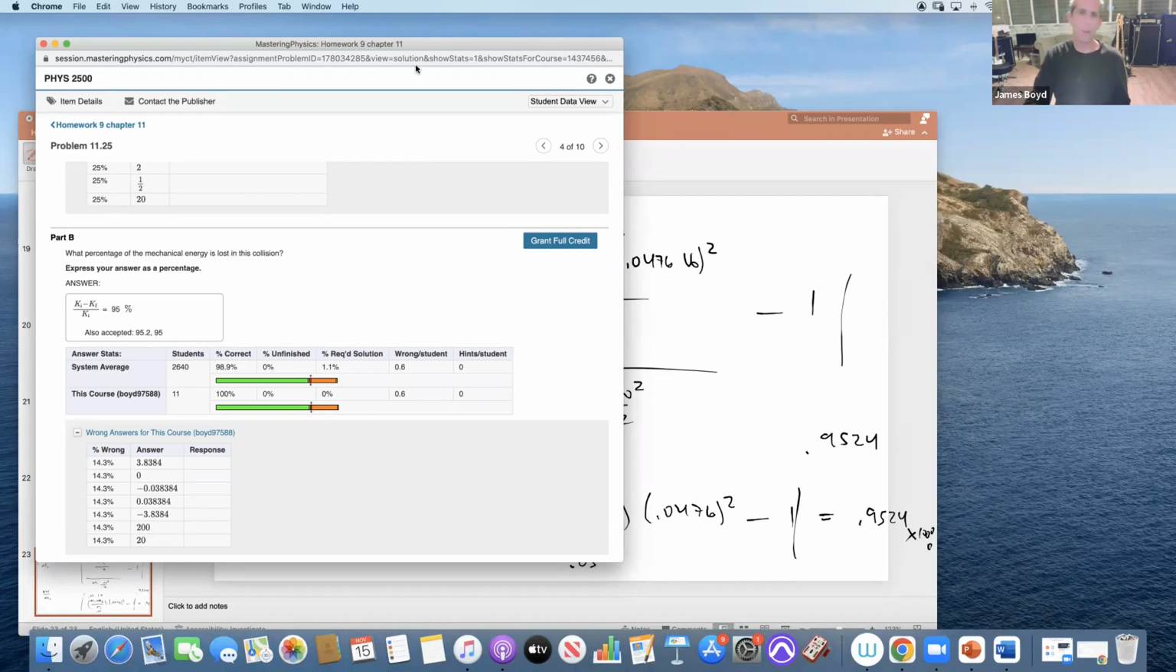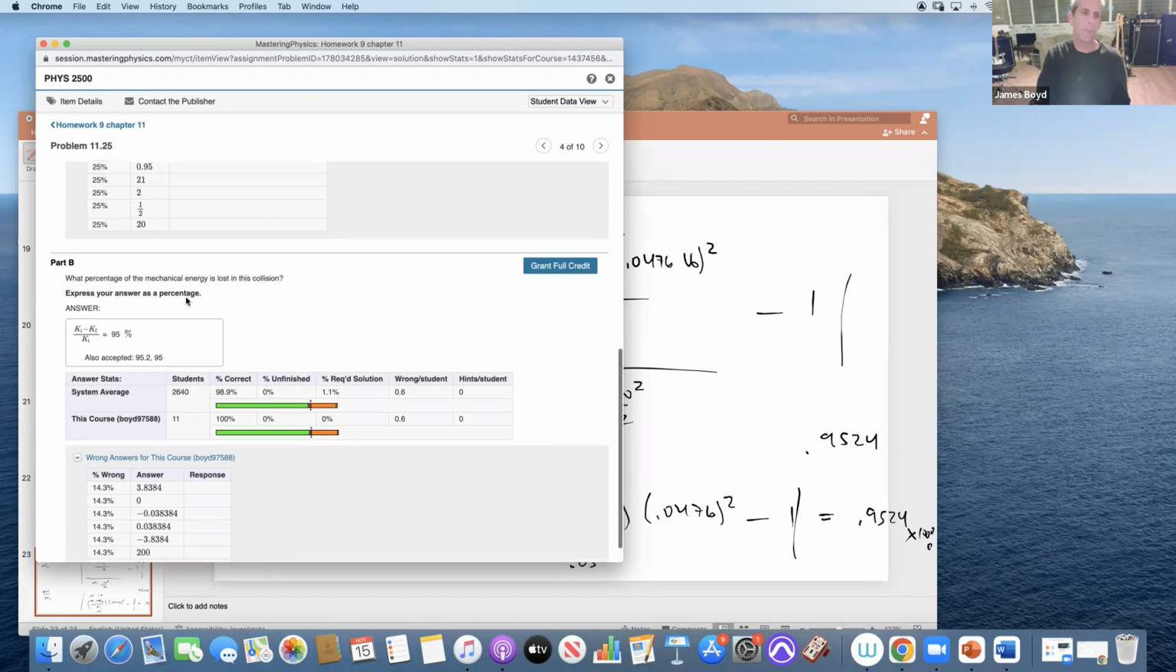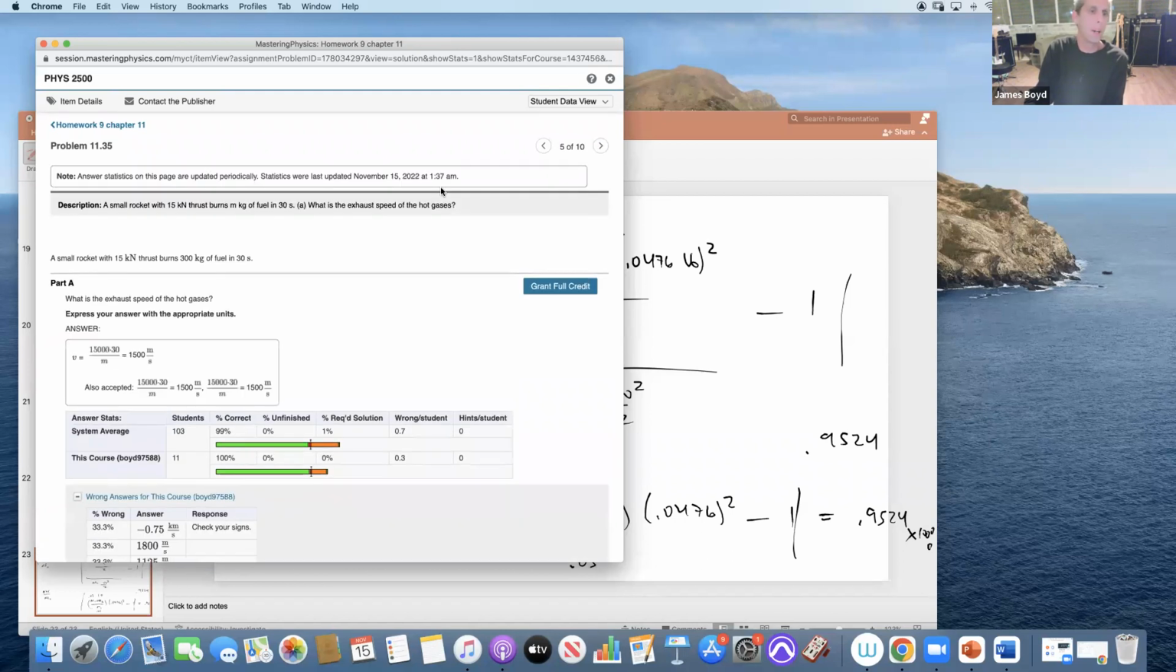It's a weird problem, but what percentage of the mechanical energy is lost? How you do that is you take the change and divide it by the initial and multiply by 100%. Boom, boom. A small rocket.